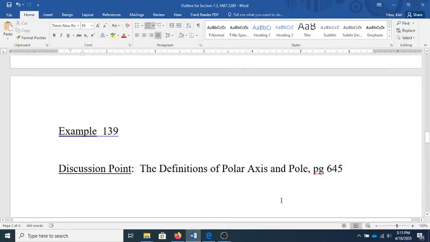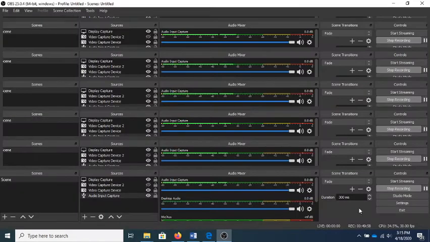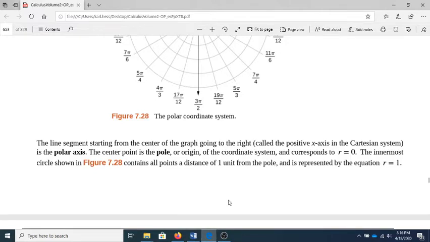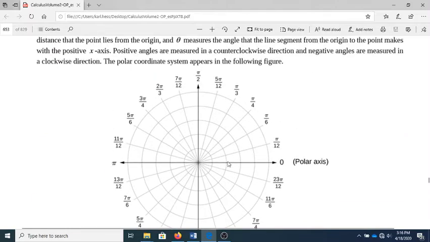Definitions of polar axis and pole. These are just some terms that you're going to hear, so I thought they would be worth having a look at in our book, page 645. Here we are at the bottom of page 645. It says the line segment starting from the center of the graph going to the right, which we call the positive x-axis in the rectangular system, is the polar axis. So the positive x-axis is the polar axis.